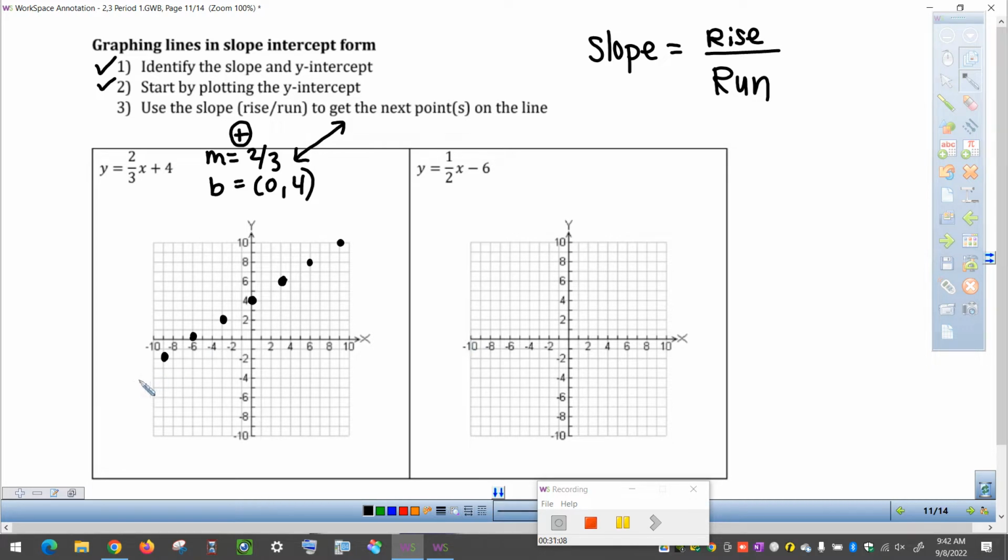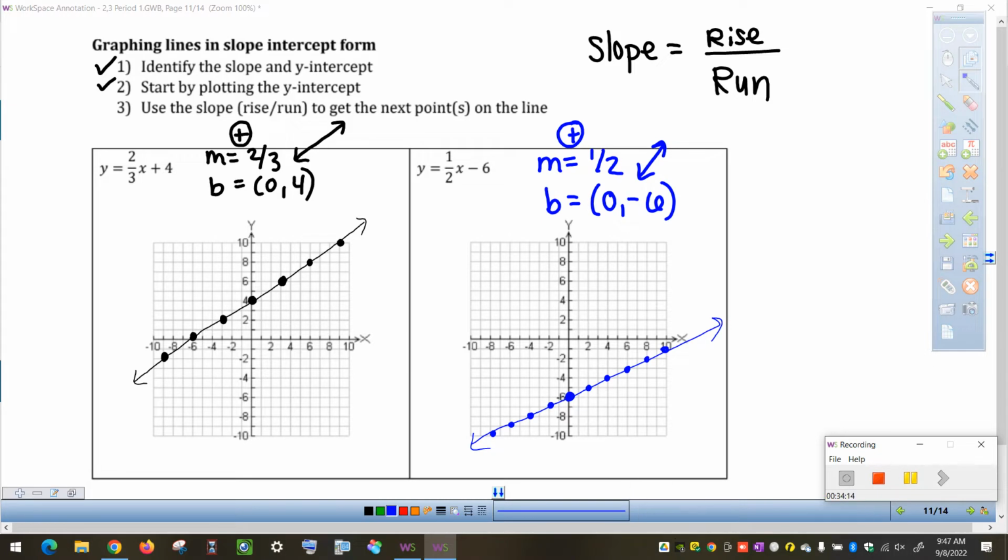All right. You can grab a ruler if you have one. If not, we'll just do our best to just kind of draw a line through. That's what I did. Mine's not perfect, but that's our final answer for our graph. All right. I would like you to go ahead and try the next one.